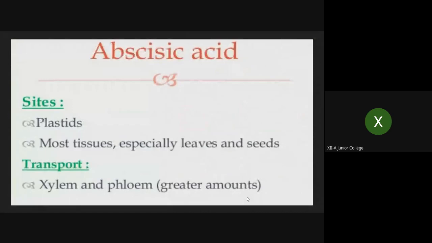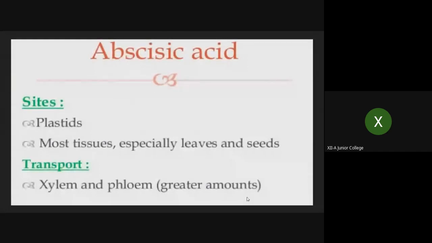Now the last one, that is abscisic acid. Abscisic acid is synthesized in plastids, in most tissues, especially leaves and seeds. Again, it is related somewhat to senescence, and I will come to that point. Purposely, I didn't tell you right now.